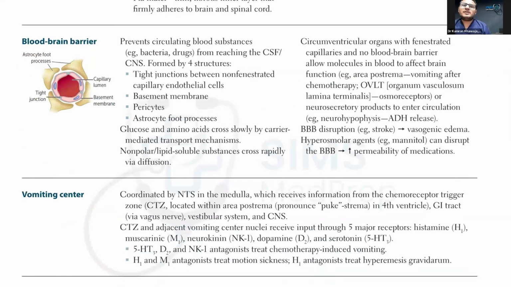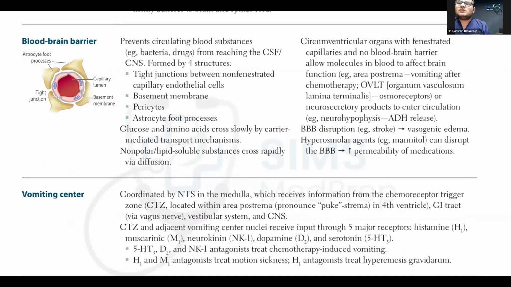Blood-brain barrier: it prevents circulating blood substances, bacteria, and drugs from entering. We know that blood vessels in relation to neurological structures are some of the neuron structures. Is that clear? So there may be drugs or toxins going inside the blood, and that toxin may go into our brain, which is a very sensitive area.